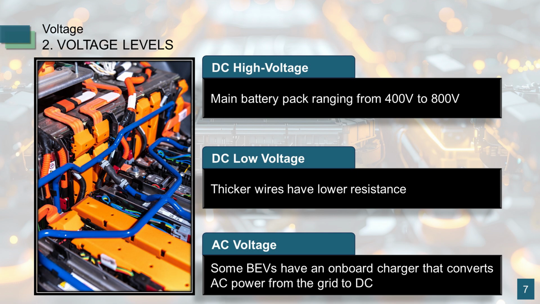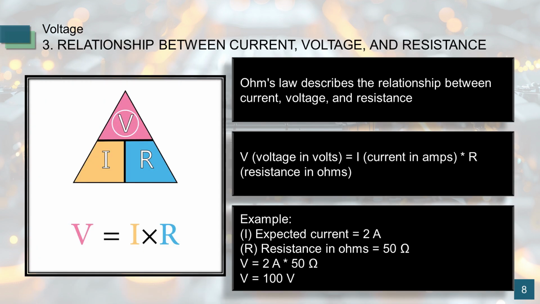It's similar to the electrical system in conventional vehicles. AC voltage. Battery electric vehicles employ an onboard charger that converts AC power from the grid to DC for battery charging. The AC voltage level depends on the region and electrical service. The relationship between voltage, V, current, I, and resistance, R, in an electrical circuit is governed by Ohm's law, expressed by the formula V equals I times R. This law essentially states that the voltage across a conductor is directly proportional to the current flowing through it and inversely proportional to the resistance it offers.